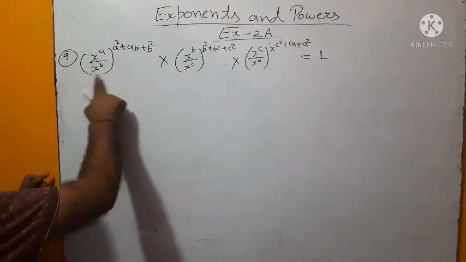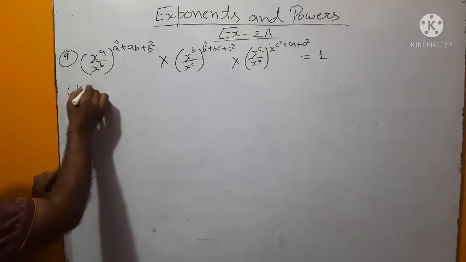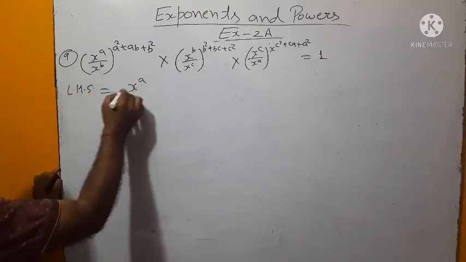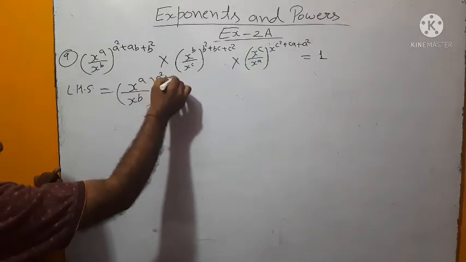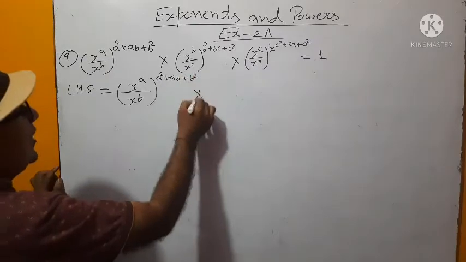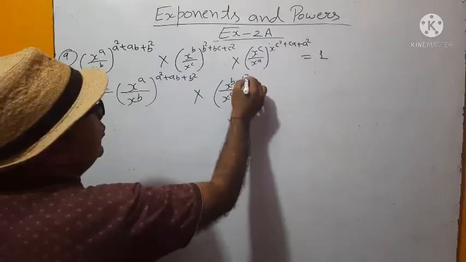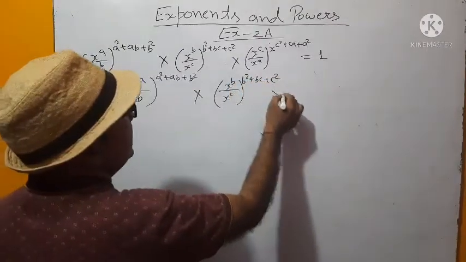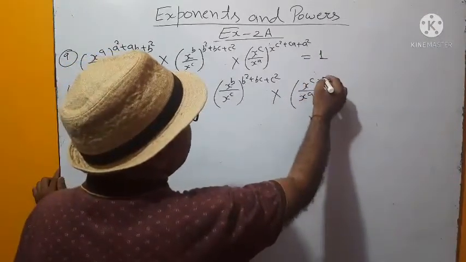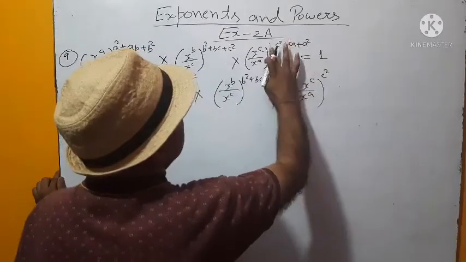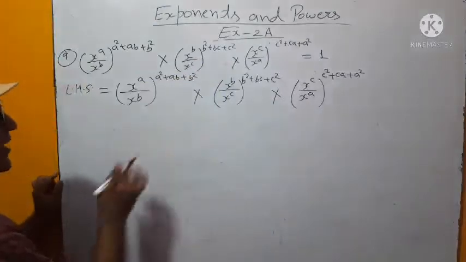Okay, now write down. Okay children, now see question number 9. Again in question number 9 we have to show that this term is equal to 1. So how will you solve it? Take the left hand side. x power a upon x power b whole power a square plus ab plus b square, into x power b upon x power c whole power b square plus bc plus c square, into x power c upon x power a whole power c square plus ca plus a square. This is the left hand side.